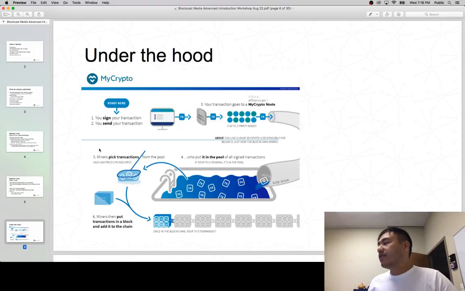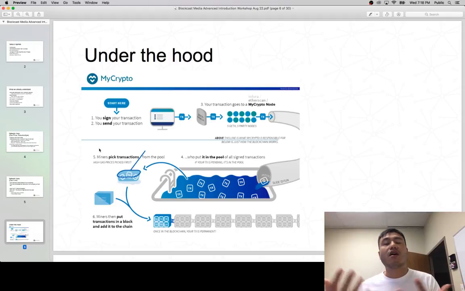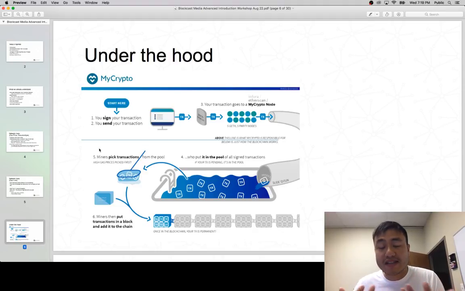This is very similar to what Bitcoin does as well. The only difference here is you're not really using MyCrypto. When you think about the pool of transactions, it's basically the same thing with Bitcoin. When you broadcast a Bitcoin transaction out, you get put into a pool of other Bitcoin transactions, and the transactions that get picked up first are going to be the ones that have a higher Satoshi per byte, which is the same thing as gas price.